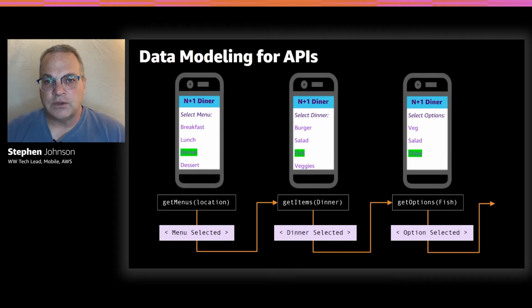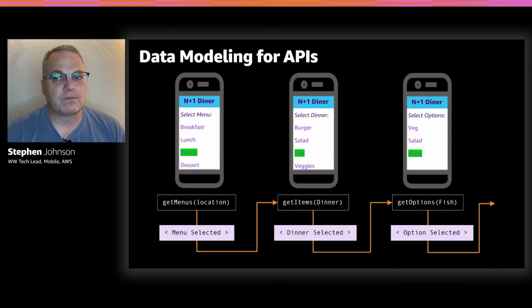And after I load the menu selection, they'll select dinner. And now that I know they want dinner, I'll make another API call that loads all the different entrees they can order, right? And let's say they select fish, and now we need to figure out what sides or options are available for that entree. And you get the picture, right? Every time the customer drills down on data, you need to make another API call.